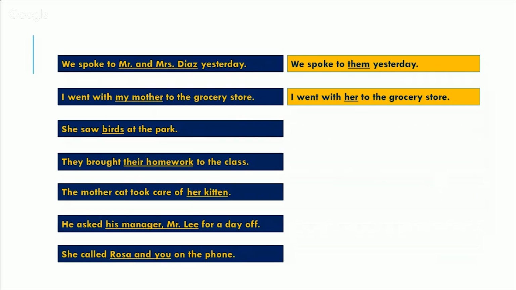I'll do number 3 now. Number 3, everybody. She saw birds at the park. As you give me that answer, I'm going to say 2 things. Number 1, if there's any words that you don't understand and you want the definition, let me know. We'll fix that. Okay? If there's any words that you don't know.